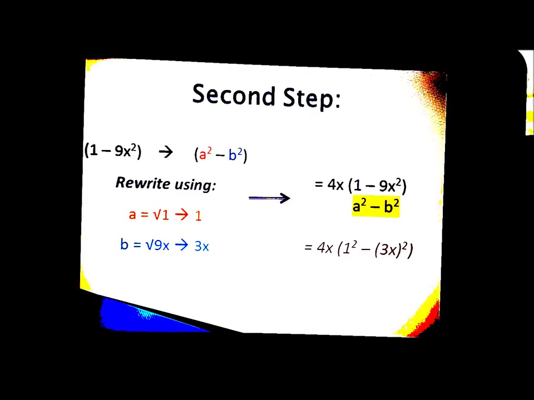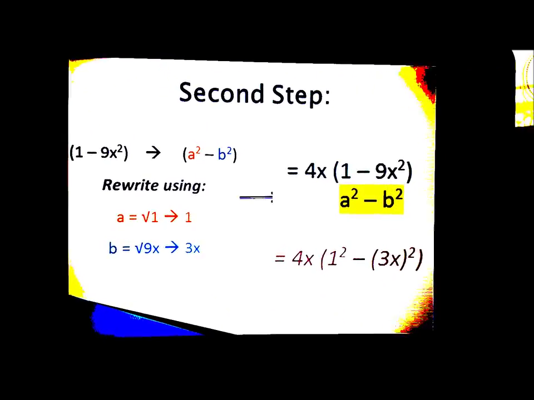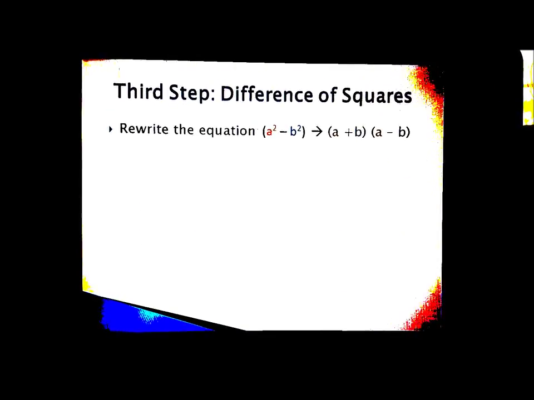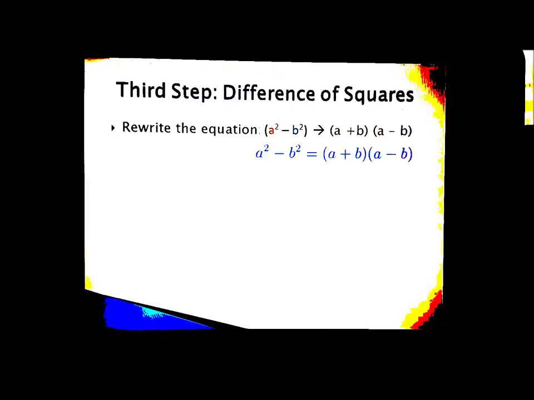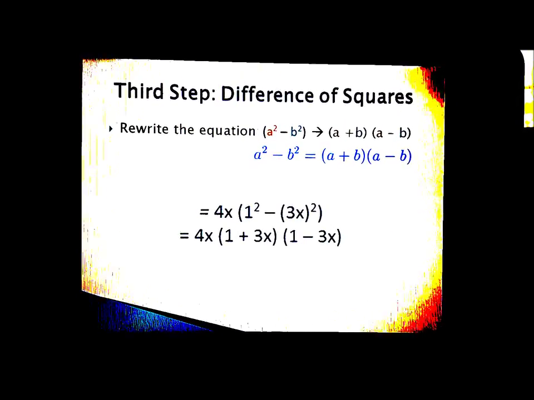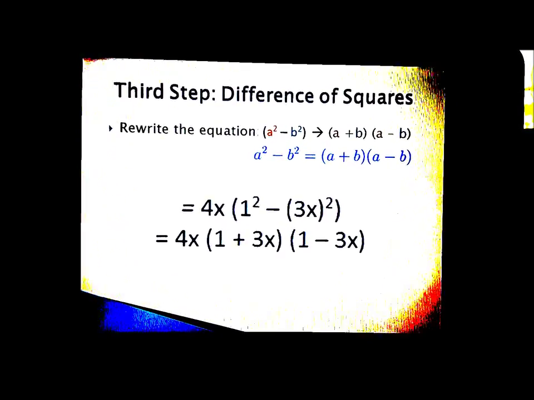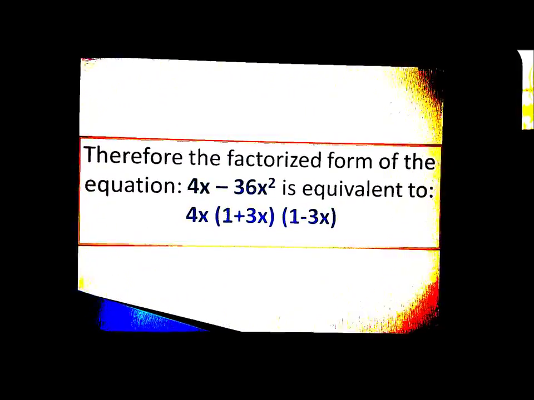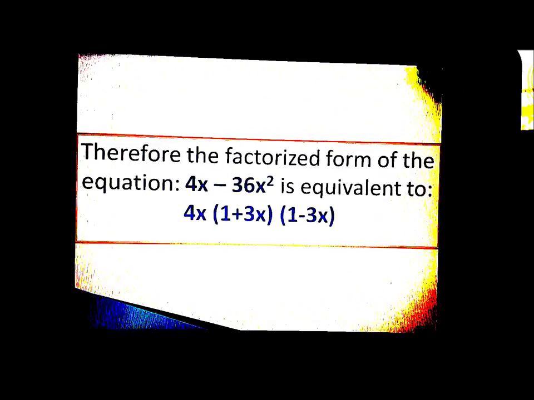Using the method difference of squares, rewrite the equation in the form a squared minus b squared, where it becomes open parenthesis a plus b, close parenthesis, open parenthesis a minus b, close parenthesis. Therefore, the factorized form of this expression would be 4x (1 plus 3x) multiplied by (1 minus 3x).